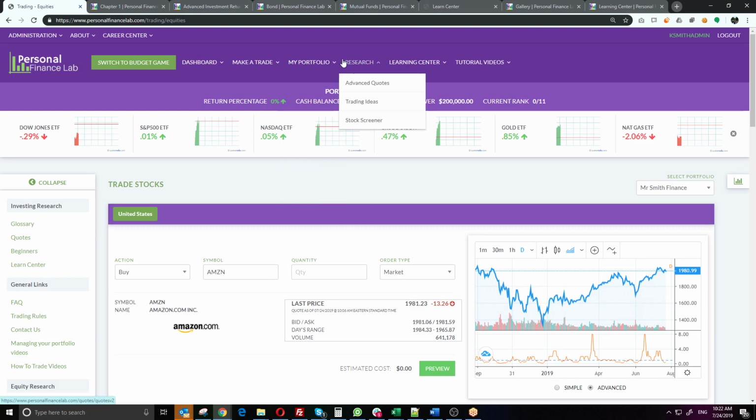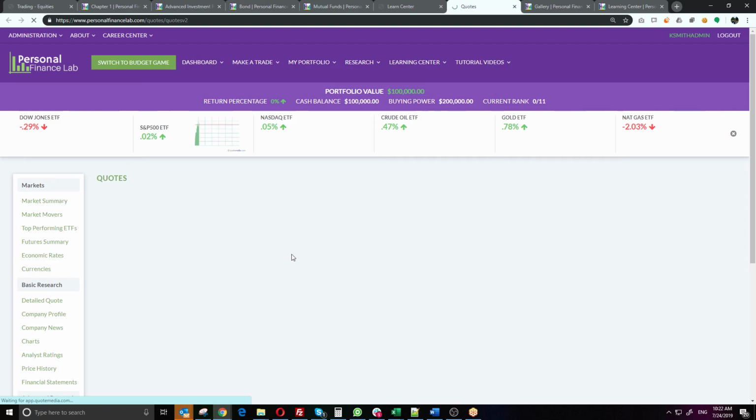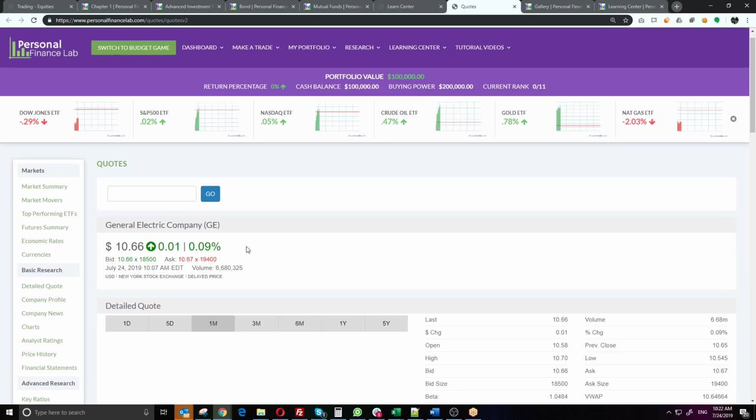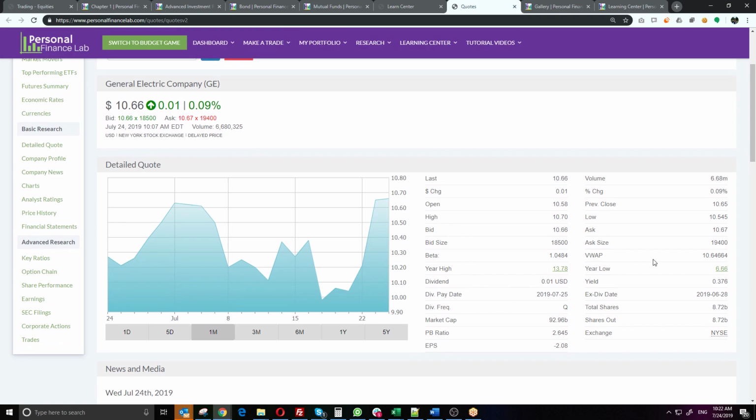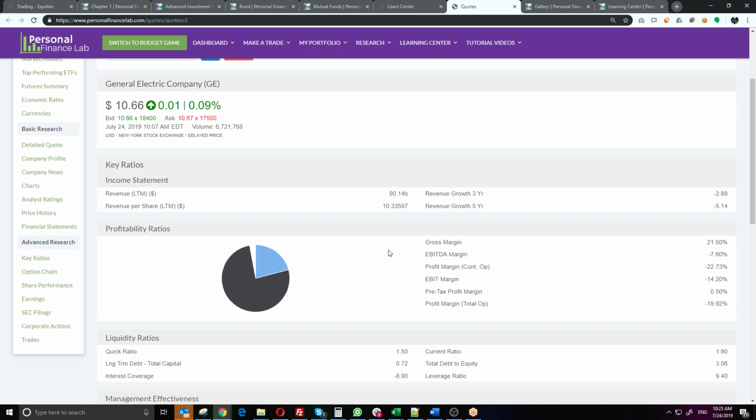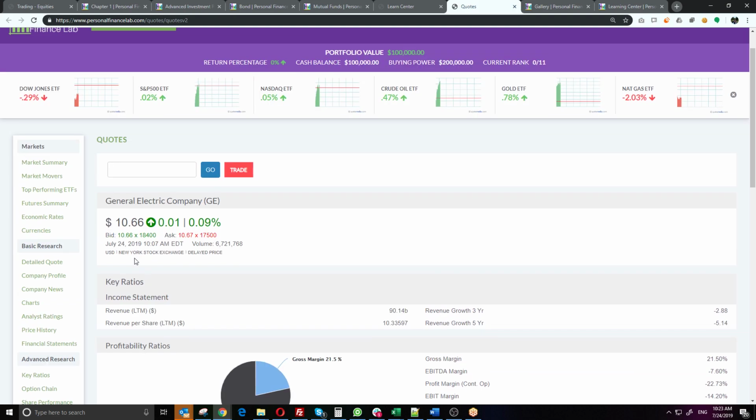Outside of the trading page, all of this information is also available in our research center. The research center has a lot more available as well, so detailed quote information, PE ratios, dividend yields, option chains, SEC filings, corporate actions, key accounting ratios, and a lot of other stuff for every stock, and there's market summaries as well.